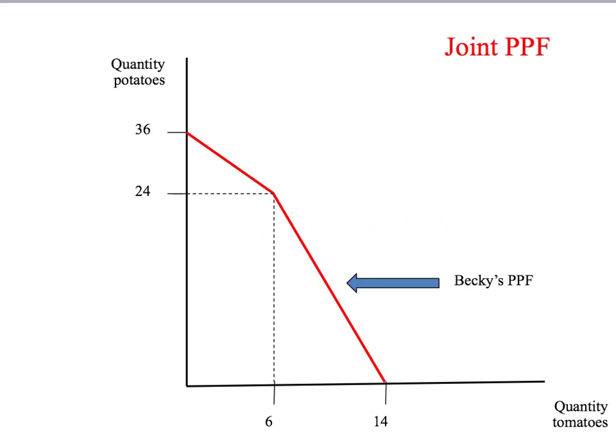So Tom and Becky's joint production possibilities frontier is actually just made up of the first bit, which was Tom's production possibility frontier, and the second bit, which is Becky's production possibility frontier.